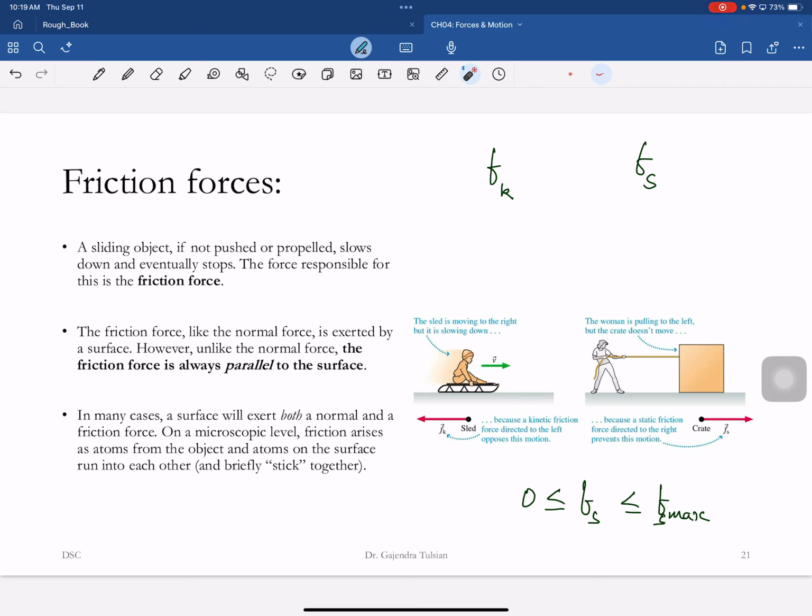Why would we talk about this? Is this important in our life? Do you know anywhere where static friction force is important? So here's an example. When driving. Braking specifically.